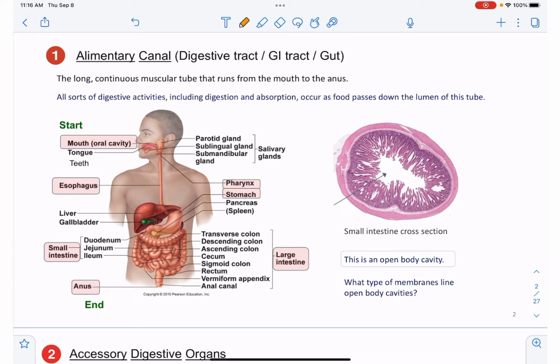So there are two main components of the digestive system, and one of those is the alimentary canal. And the alimentary canal is the long continuous tube that runs from the mouth all the way down to the anus. And all sorts of digestive activities are going to occur as food passes down this tube. Some other names that we give to the alimentary canal include the digestive tract, the gastrointestinal tract, or also the gut. These are all referring to this long continuous tube.